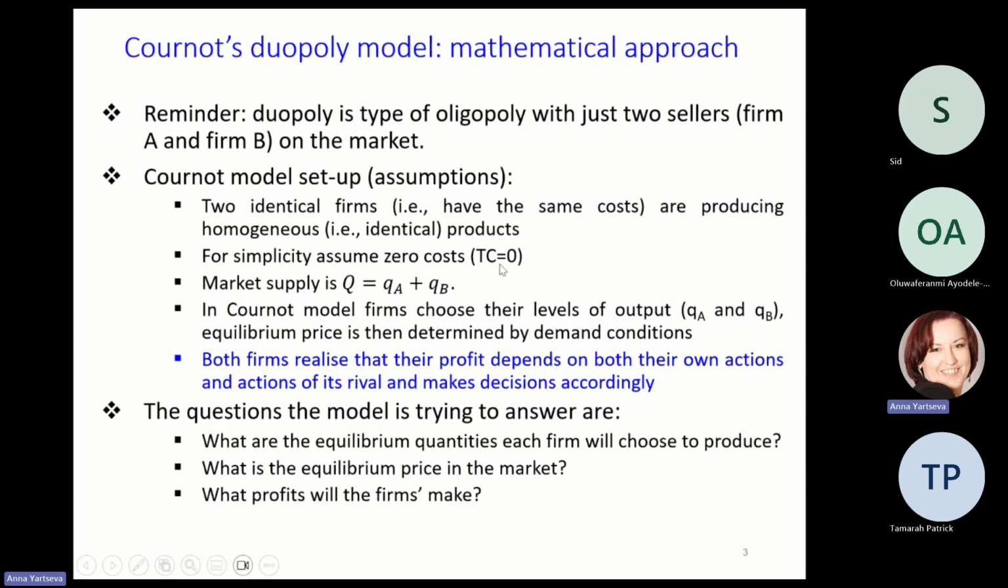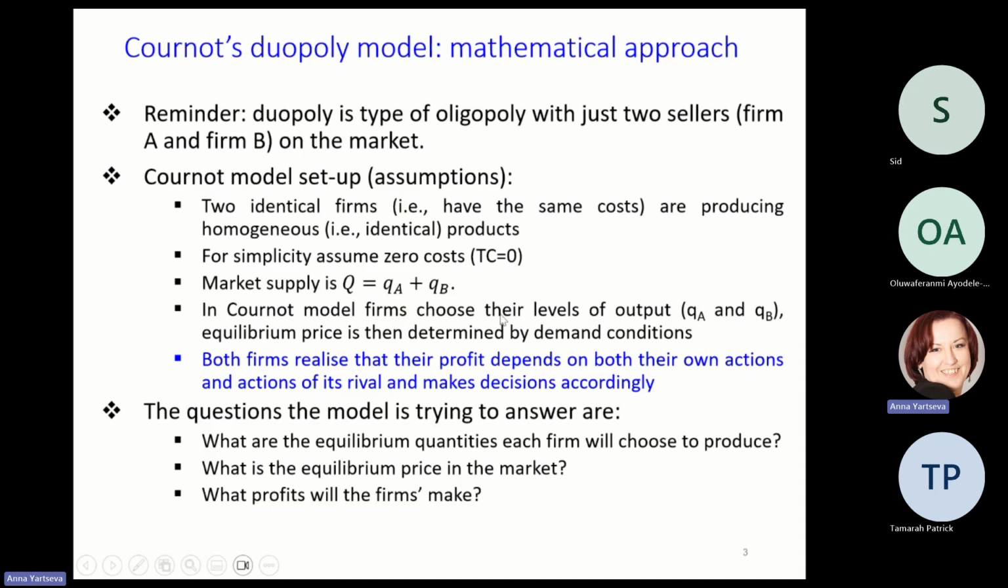And for simplicity, we'll even assume zero costs. So total costs are zero, just for simplicity. In your actual test, you might be given some numbers for costs or a cost function. So it's not necessarily the same all the time, but just for simplicity, let's assume this. Market supply or market quantity consists of quantities produced by two individual companies. So capital Q, which stands for market quantity, market supply, is the individual quantity produced by company A and the individual quantity produced by company B, using lowercase letters. So this is how we are going to differentiate individual output and industry output.